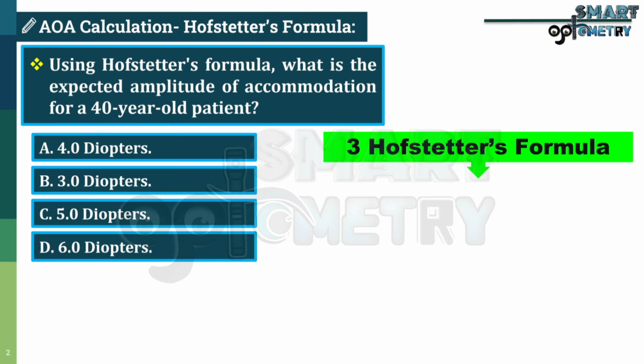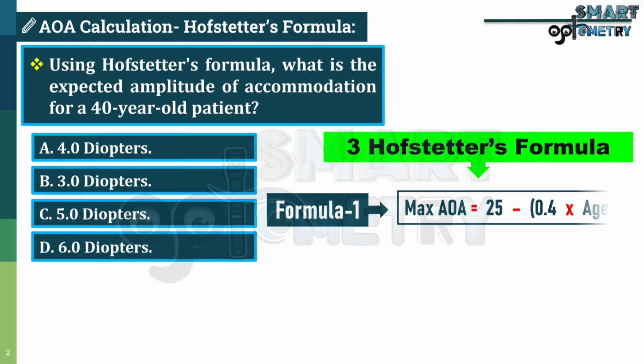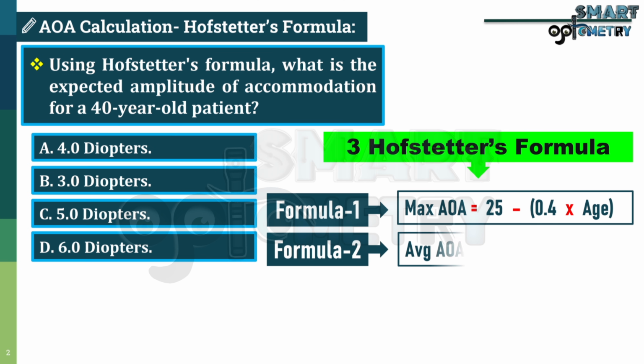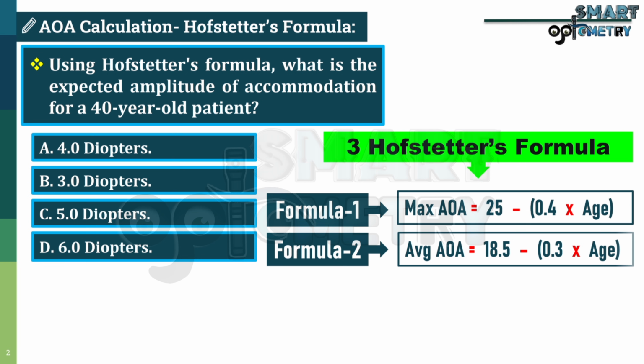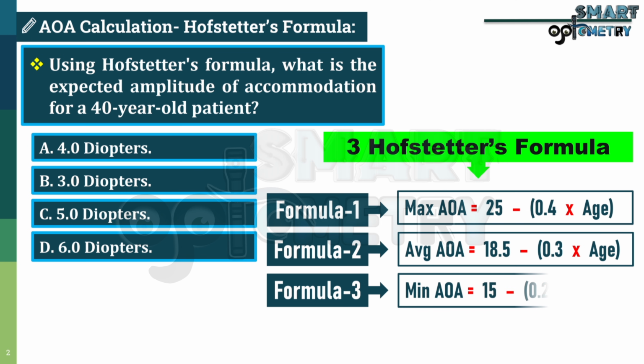Hofstetter gives a total of 3 formulas. Formula 1 is for maximum amplitude of accommodation, and the formula is maximum amplitude of accommodation equals 25 minus 0.4 multiplied by age. Formula 2 is for average amplitude of accommodation, and the formula is average amplitude of accommodation equals 18.5 minus 0.3 multiplied by age. Formula 3 is for minimum amplitude of accommodation, and the formula is minimum amplitude of accommodation equals 15 minus 0.25 multiplied by age.